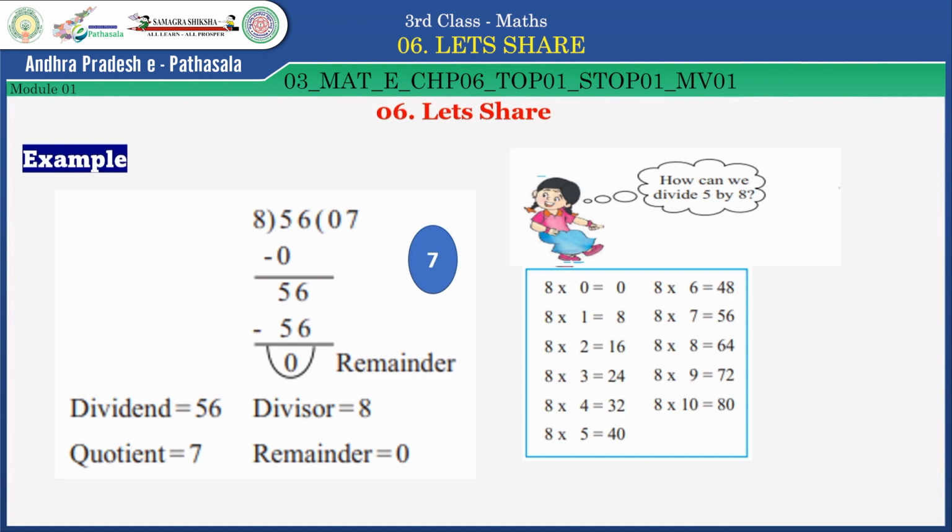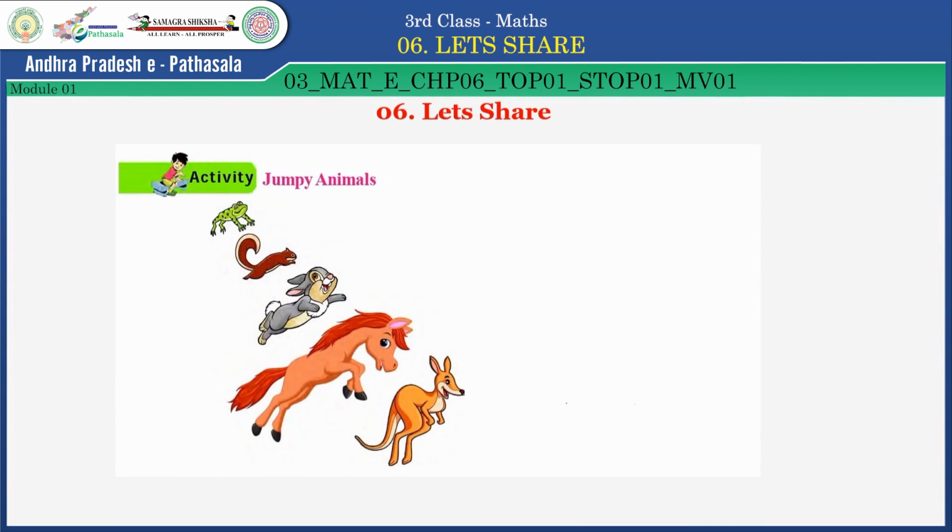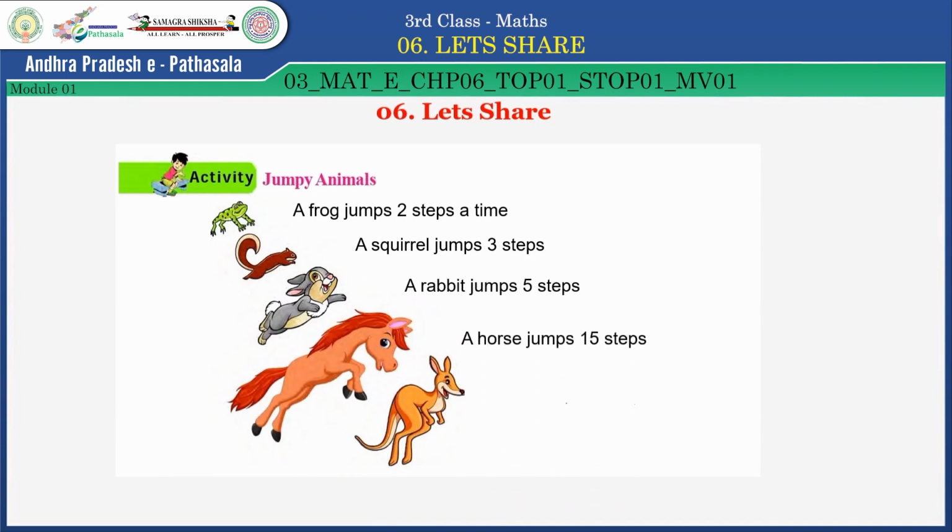Now look at the picture, children. Jumpy animals. A frog jumps 2 steps at a time. A squirrel jumps 3 steps. A rabbit jumps 5 steps. A horse jumps 15 steps. A kangaroo jumps 30 steps.